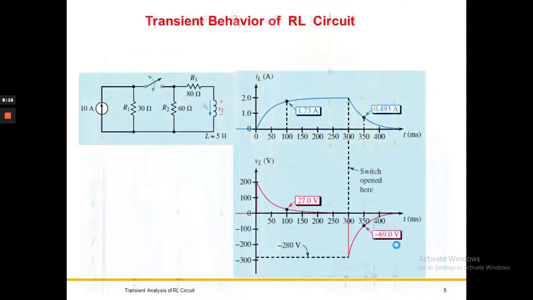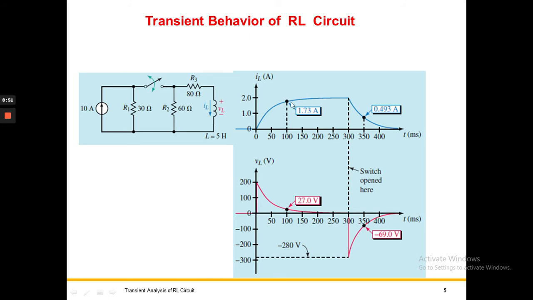Similarly, the circuit combination may be different with resistance and inductance only. You may have the resistance combination differently, the switch at different positions, and instead of a voltage source you may have a current source. Say you close the switch at time t equal to 0, then the current through the inductor will be exponentially increasing, and the voltage drop across the inductance will be exponentially decreasing with the values given for the circuit like this. You can simulate and you will get this.